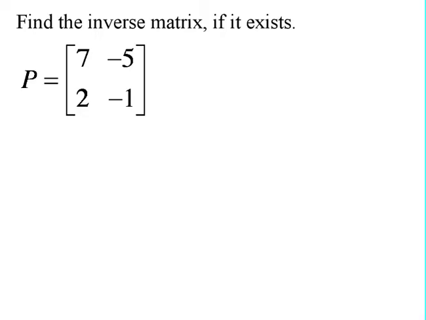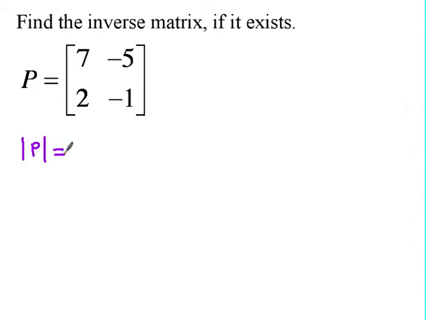So let's go ahead and look at an example. It says find the inverse matrix if it exists. Now it wouldn't exist if the determinant is 0. So if you find the determinant to be 0, you can go ahead and stop. So let's go ahead and find the determinant of P.